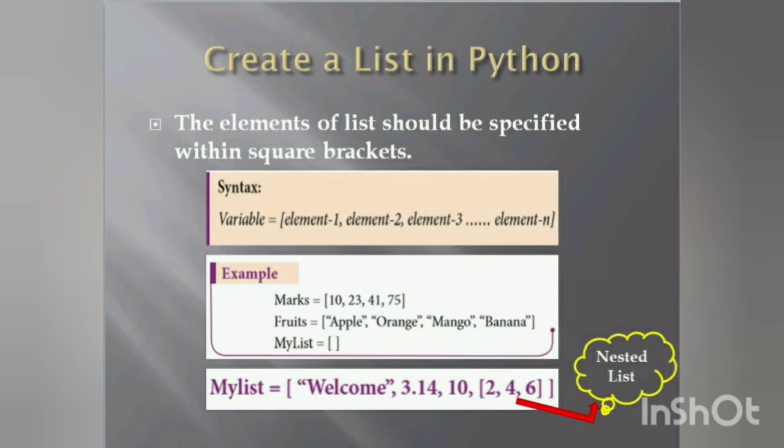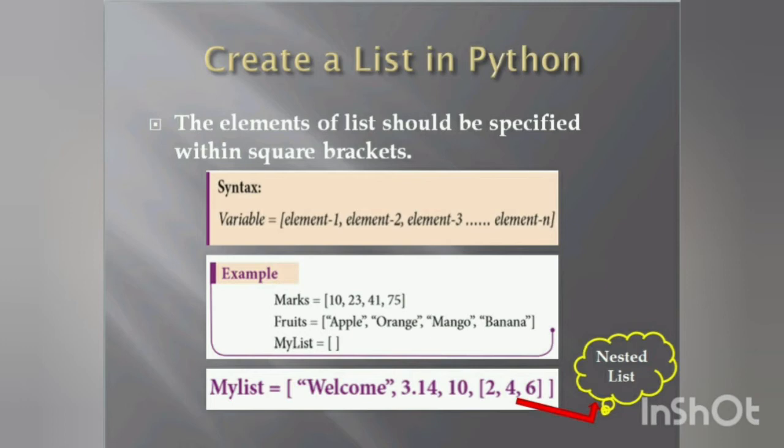Marks is equal to, this is a variable, equal to, then the square brackets 10, comma, 23, comma, 41, comma, 75. Totally you have stored 4 elements to the variable marks. Then fruits is equal to, within the double quotes. If you are using strings, you have to use double quotes. Apple, comma, orange, comma, mango, comma, banana. So here you have used a 4-element list for the variable fruits.